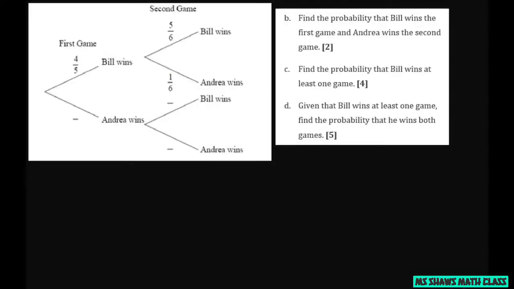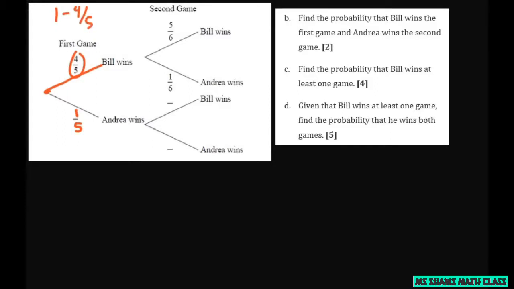So what we're going to do first is fill out a tree diagram that is partially filled out. It's given that he wins the first game, the probability is 4/5. That means Andrea would be 1/5 because 1/5 plus 4/5 is 1. These two numbers have to add up to 1. Or you could have said 1 minus 4/5 and got your 1/5.